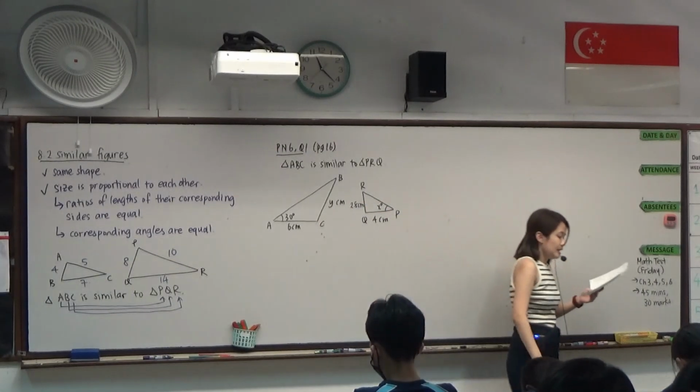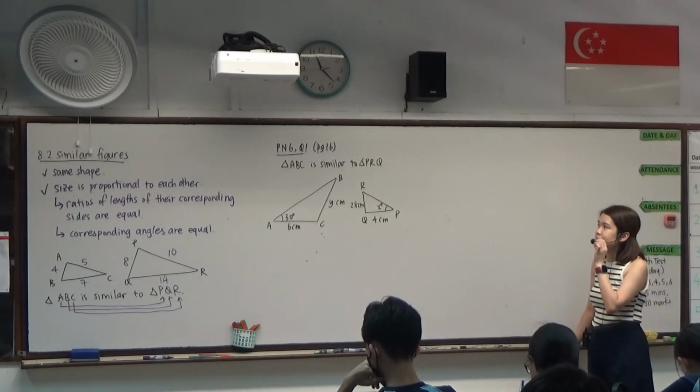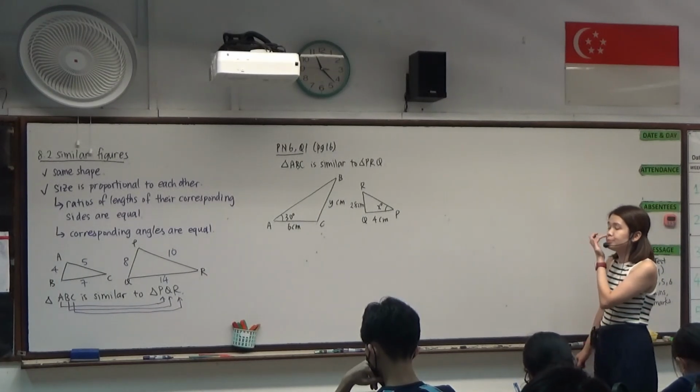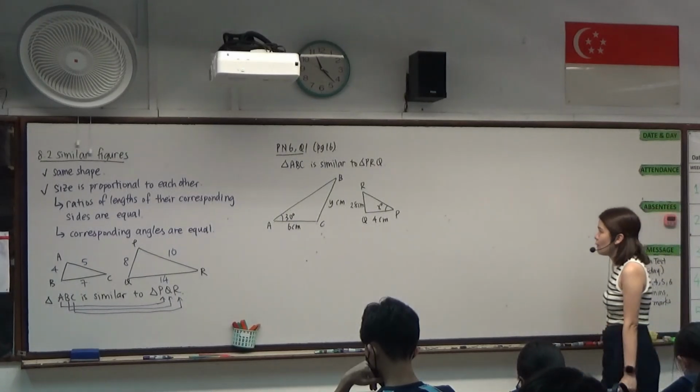Okay. In this question of practice 6, question 1, we are told that triangle ABC is similar to PRQ. We want to find the values of the unknowns, that is X and Y.